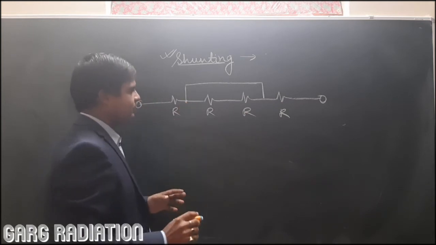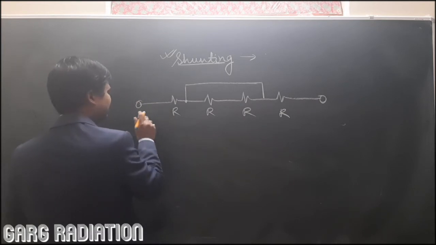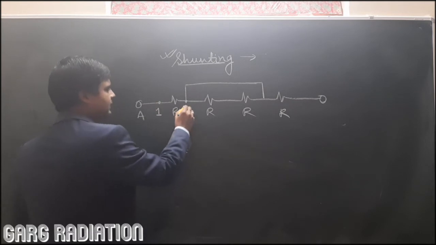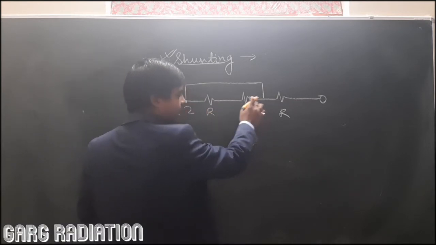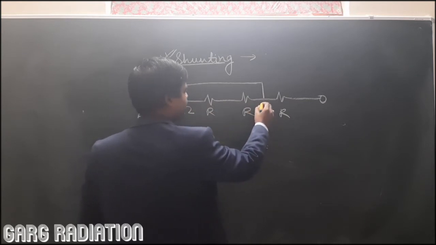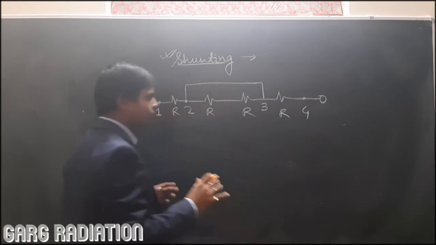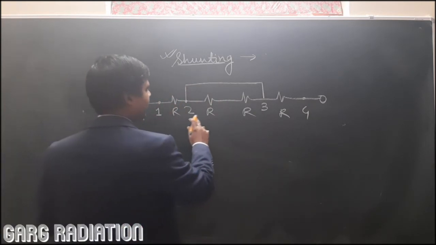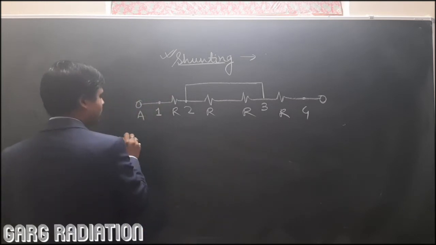Is it clear? So we will write a few points here. First, this is A. A is connected with this point. Suppose this is 1, this is 2. In between these, this is a continuous wire. There is no specific point here. This is 3, and then this is 4. Which of the points are identical? The identical points are 2 and 3. Yes or no? Now how do we solve this?